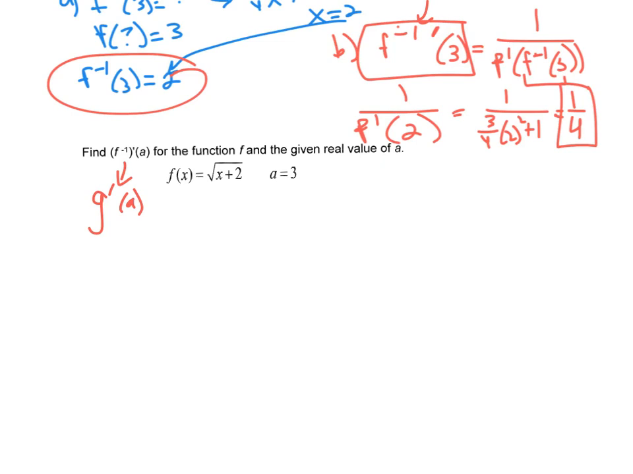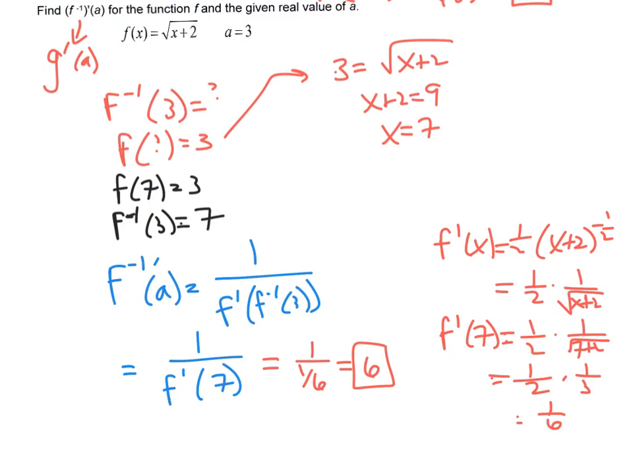So anytime you see the f to the -1, that's the same thing as g of x, because that's how we represent inverses sometimes. All right, so try this one out, see if you get the same answer as me. Pause the video. Alrighty, hopefully you got 6. Feel free to follow along with my work if you need a little bit of help.